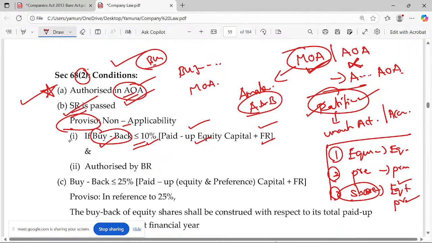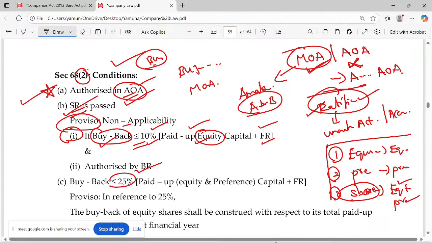See here, first point under the first proviso. If the buyback is less than or equal to 10%, 10% of what? Paid up equity, which means we are talking about equity share capital, paid up equity share capital, and authorized by board resolution.